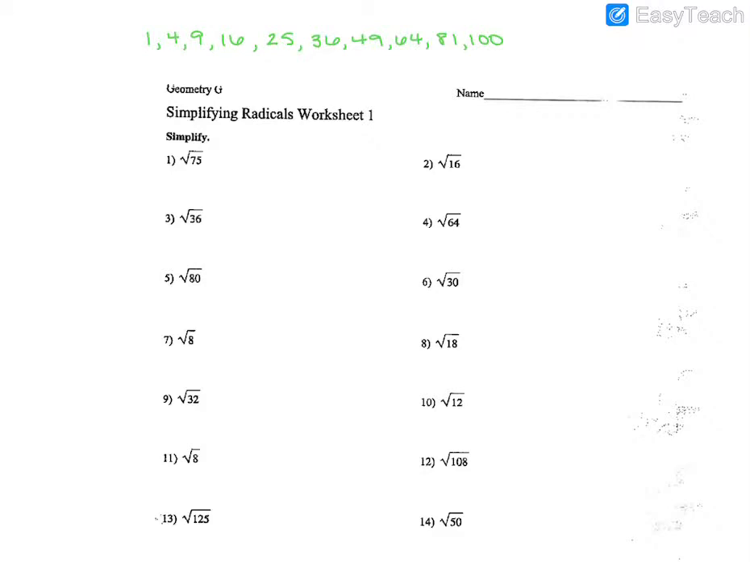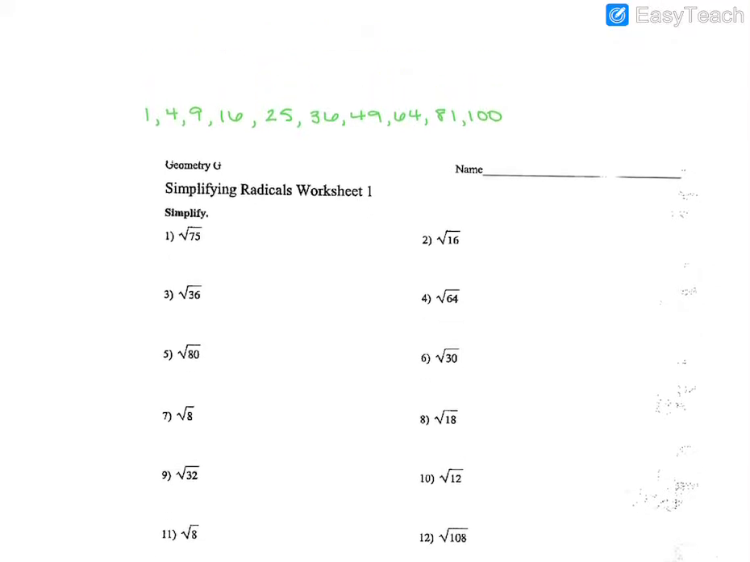Now, since I can take the square root of these, there is a property, and it says that if I take the square root of a times b, this is the same thing as the square root of a times the square root of b. So what I want to do is try to break these up.